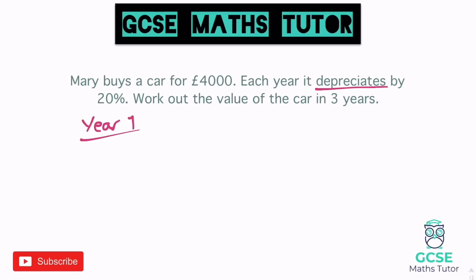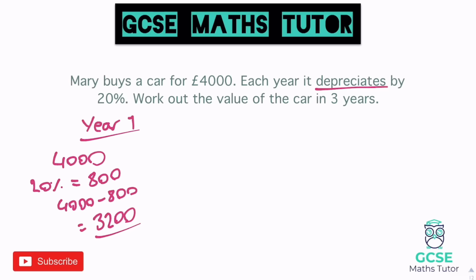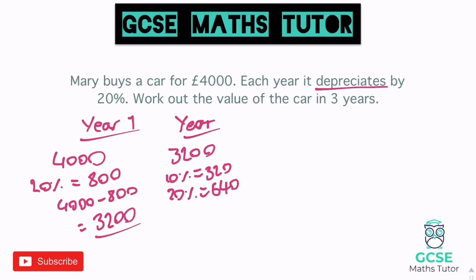Year 1, the £4,000 is what it's worth. 20% of that we can work out. 10% is 400, 20% is 800. And if we take away that 800 there, so 4,000 take away 800, we end up with 3,200. So we don't keep losing £800 a year. Now in the second year, it's worth 3,200. 10% of that is 320, 20% of that is double that, 640, and we could subtract 640, so 3,200 take away 640 will leave us with our answer for the final year.